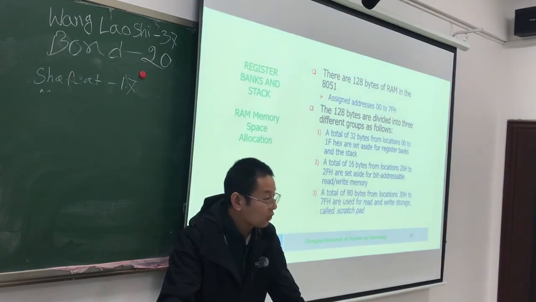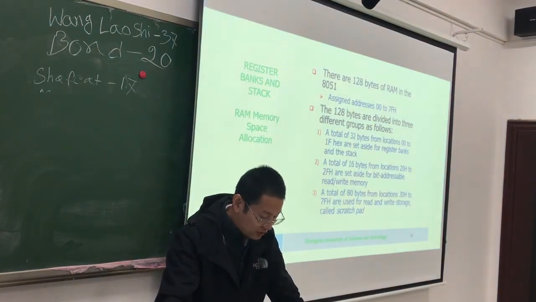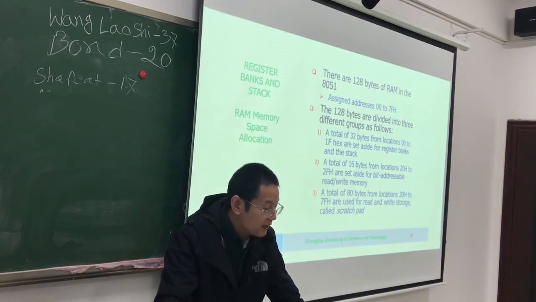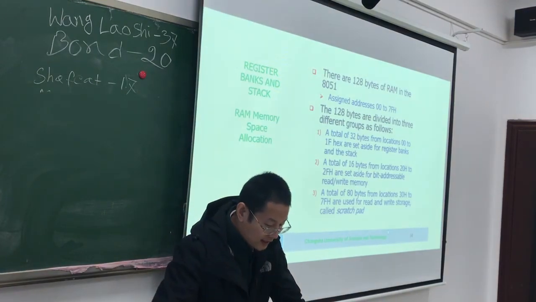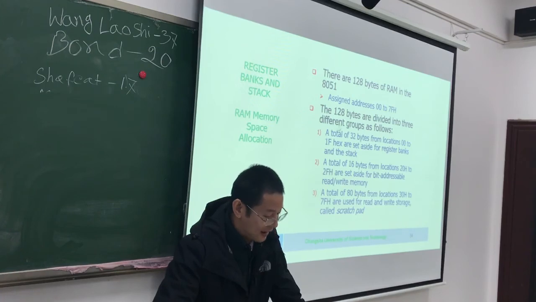RAM memory space location. There are 128 bytes of RAM in the 8041, assigned addresses 00 to 7FH. The 128 bytes are divided into 3 different groups as follows. Last class I have already introduced. A total of 32 bytes from location 00 to 1F hex are set aside for register bank and stack.